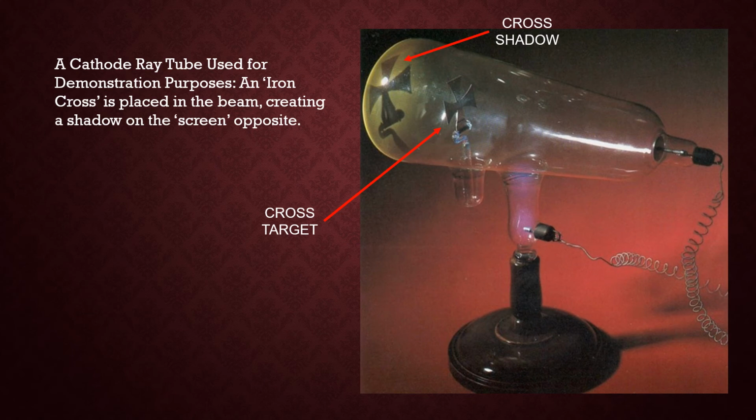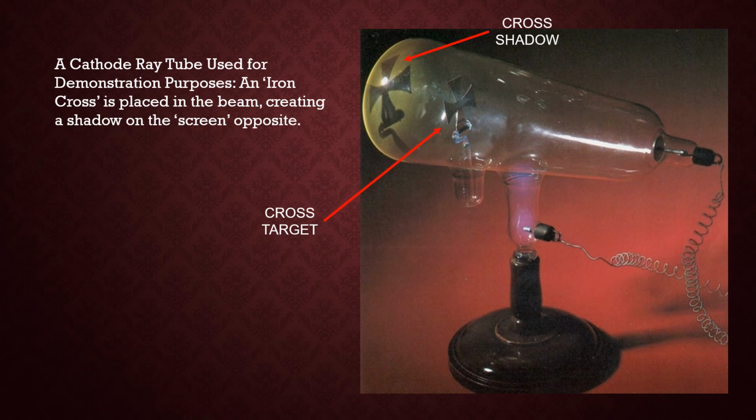So you put an object in the path of the cathode rays, and you cast a shadow on the fluorescent screen opposite, which shows that you are actually intercepting particles as they are emitted from the cathode. You'll note the shape of the target, namely an iron cross. If you're familiar with Weimar Germany, you'll realize that this is a shameless attempt to get grant money, in the sense that these are German scientists who want to appeal to the militaristic nature of their government. So they put the iron cross in the tube as a target.